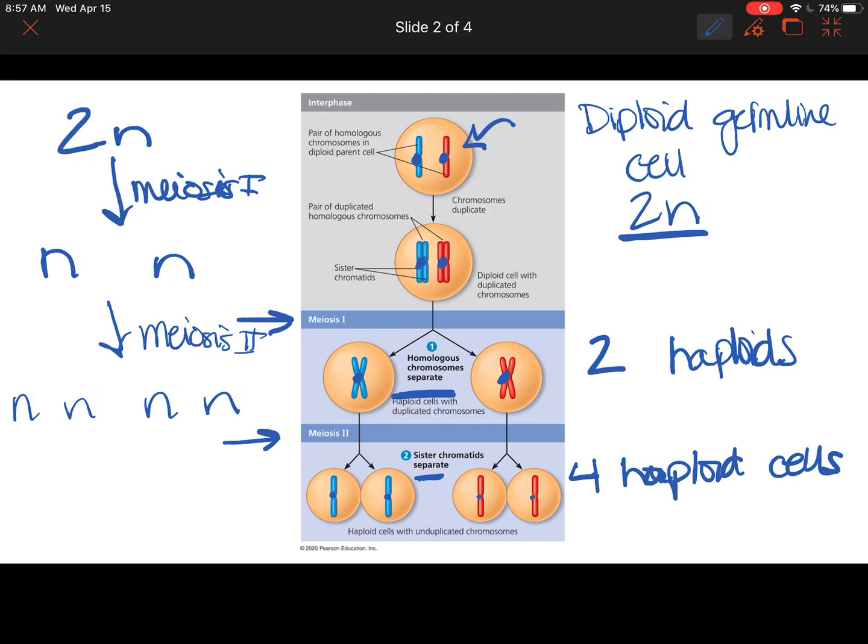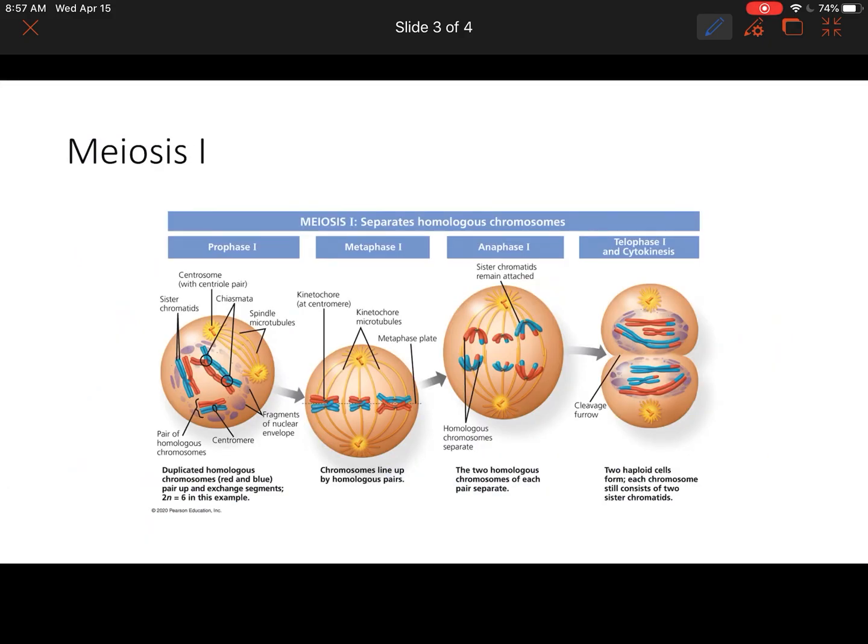So meiosis is also known as reduction division, and what's being reduced? The number of chromosomes. Okay, so going from a diploid cell to haploid cells.